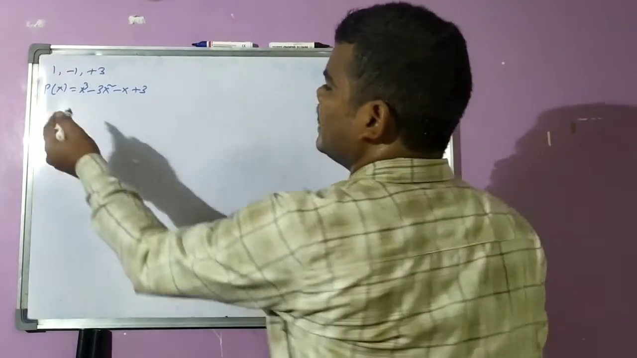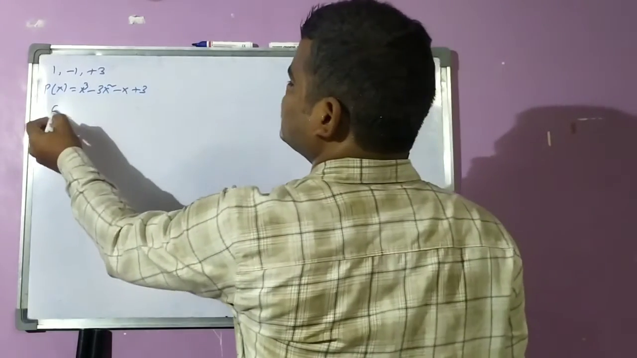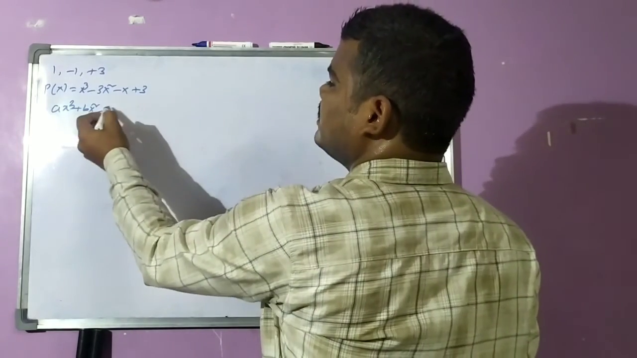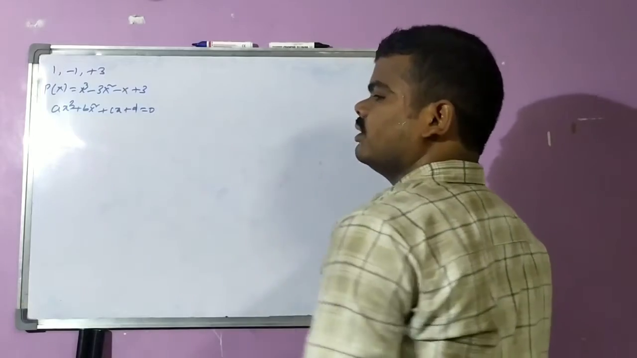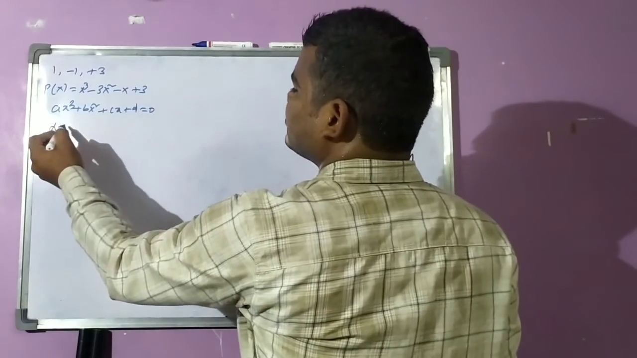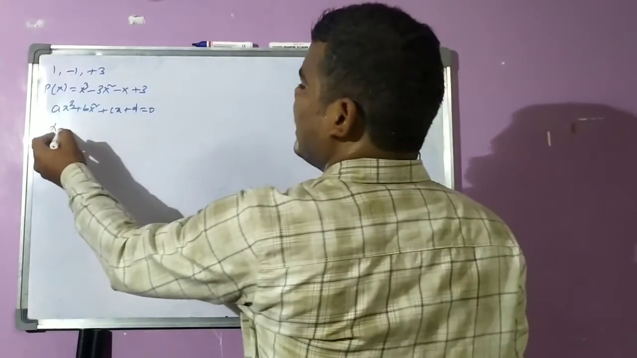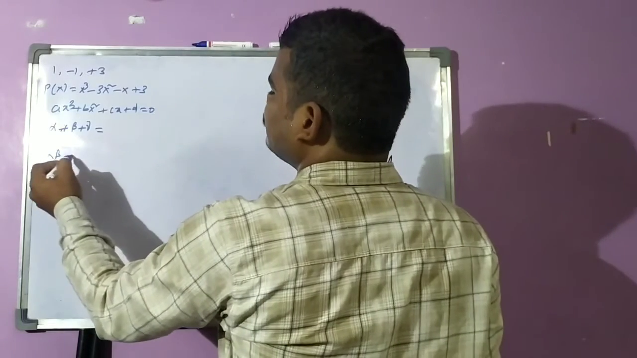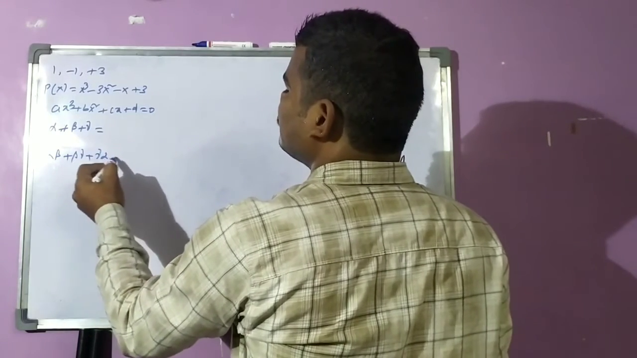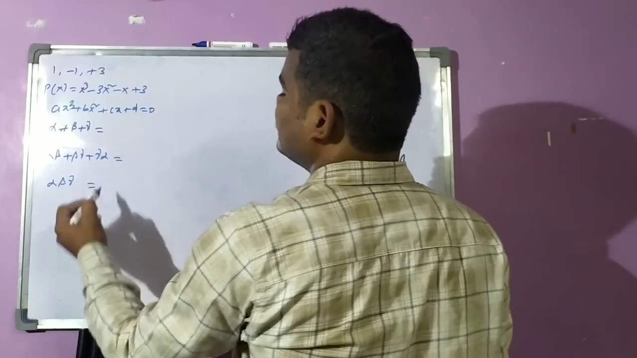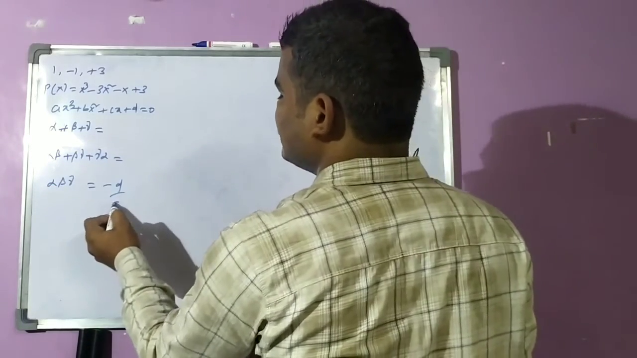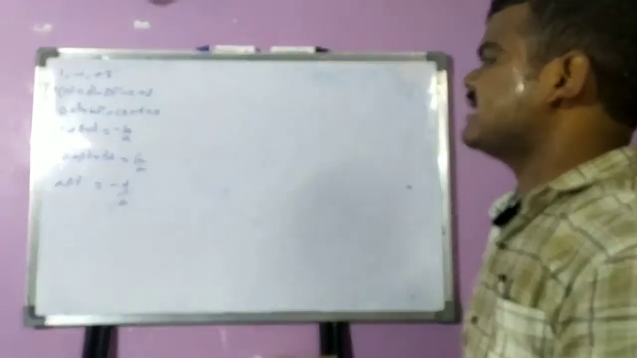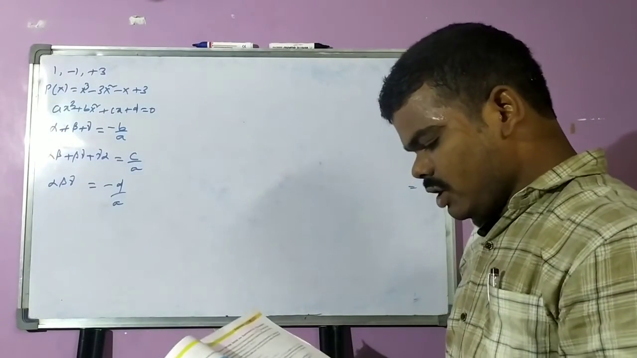See, in a cubic polynomial, the general format is ax cube plus bx square plus cx plus d equal to 0. Now alpha, beta, gamma are the zeros of the given cubic polynomial. Alpha plus beta plus gamma, alpha into beta plus beta into gamma plus gamma into alpha, and alpha beta gamma. See, this is minus d by a, this is minus b by a, this is c by a. This is the standard formula for the cubic polynomial.